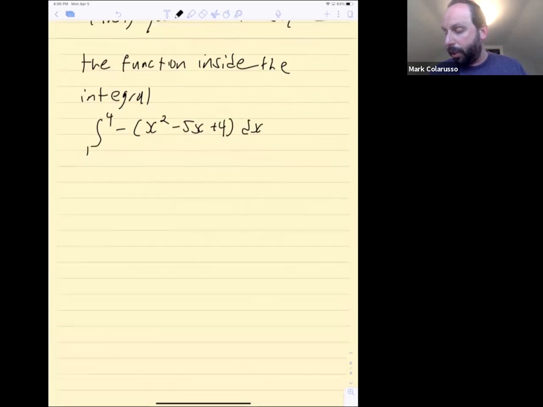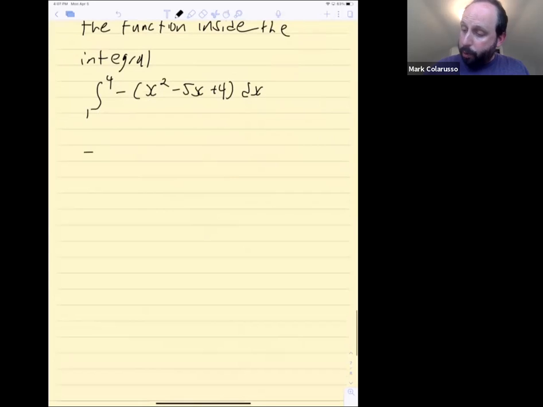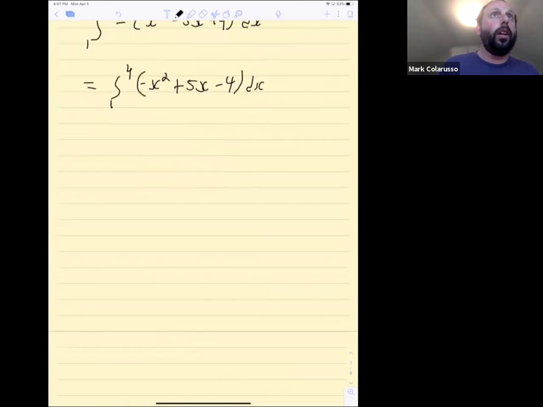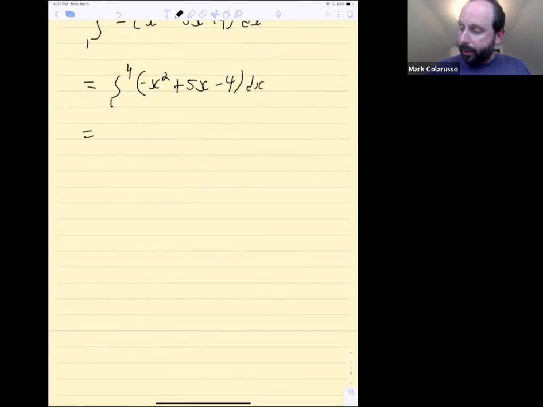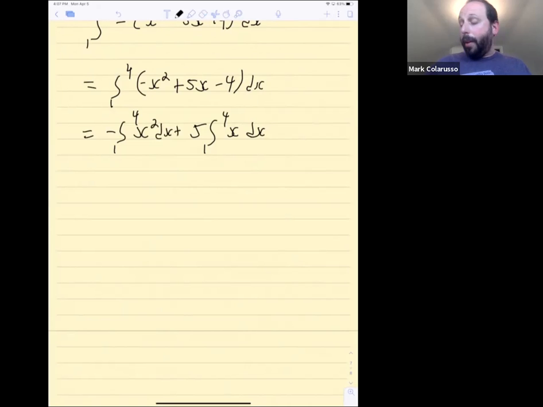And now what I can do is move the minus. Well, maybe we should expand the minus. That's probably easier. Minus (x squared minus 5x plus 4) dx. And now we can use our sum rule along with our constant multiple rule to evaluate the integral. So, the integral from 1 to 4 of minus the integral of x squared, plus 5 times the integral from 1 to 4 of x dx, I drop the dx here, which I want to do, and then minus 4 times the integral from 1 to 4 of just 1 dx.